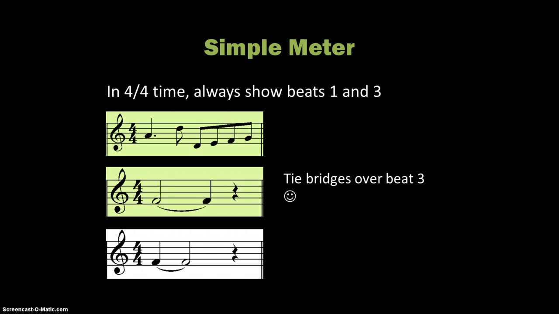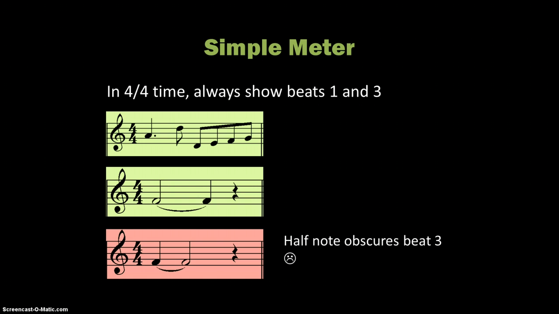In the second 4/4 example, we have a half note tied to a quarter note for a three-count note followed by a rest. The bridge over beat 3 is a tie. But in the third example, you can see that we've got beat 1, and then beats 2 and 3 are kind of obscured. We obscure beat 3 by having that half note there. So the second one there should be the preferred way of showing a three-count note in 4/4, not the last one.